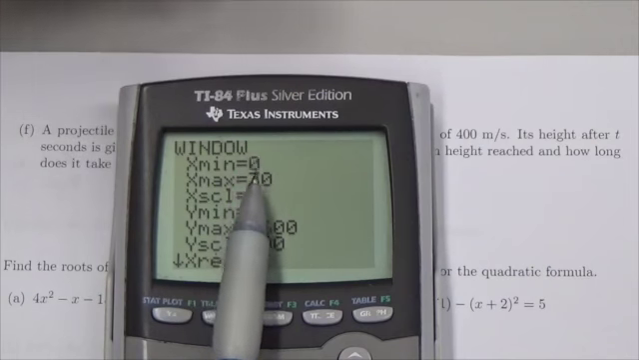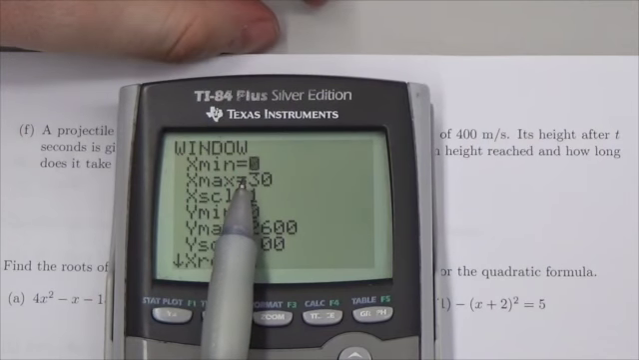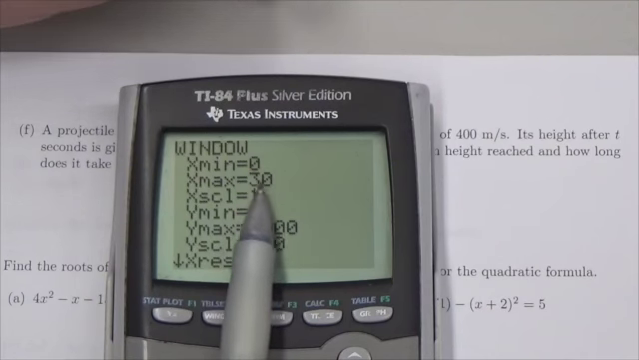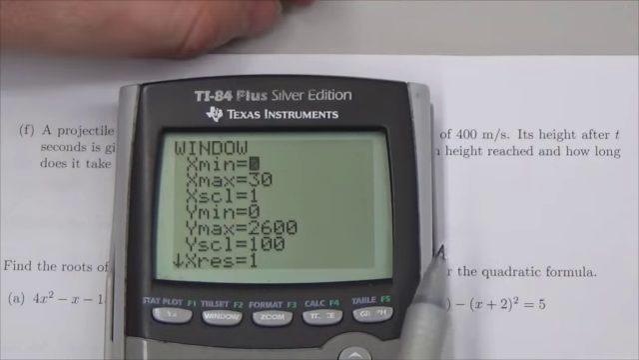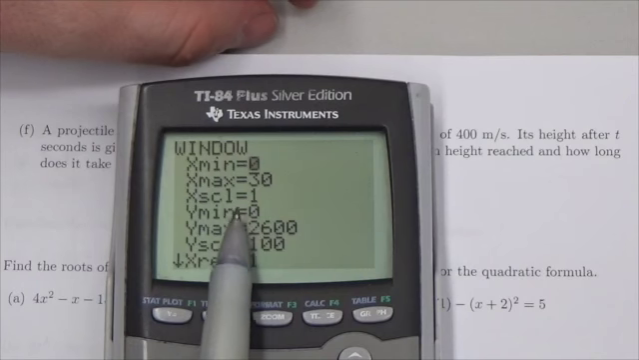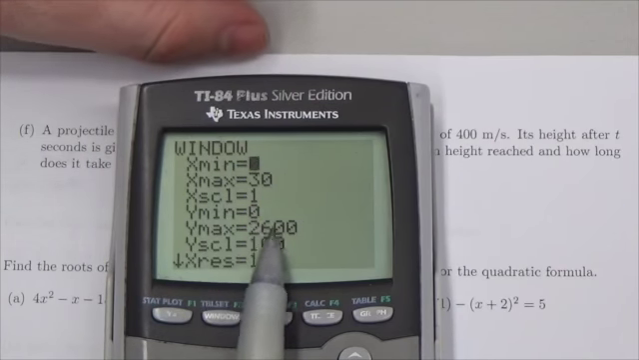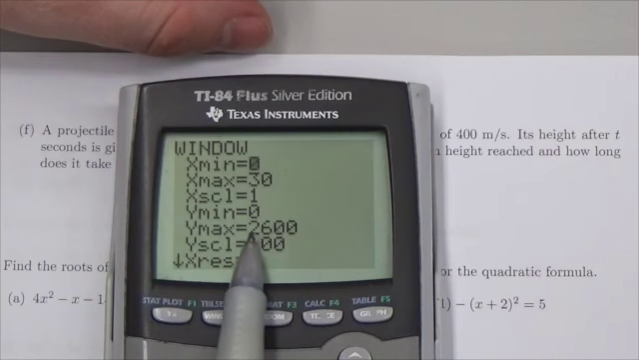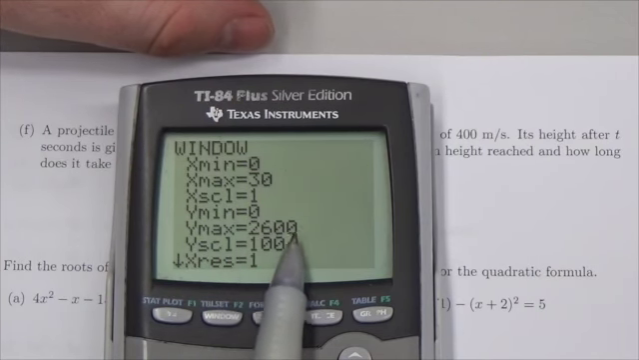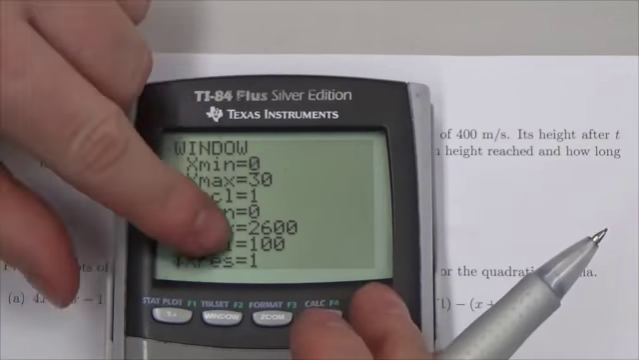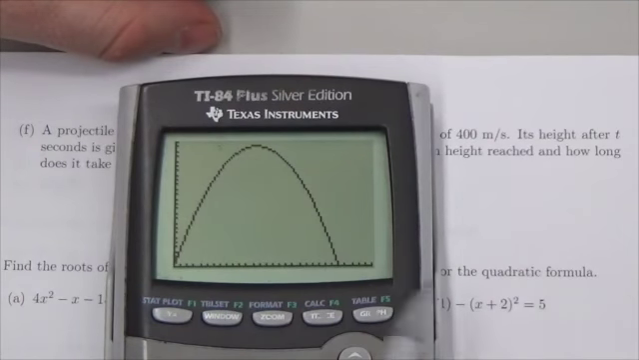So I'm going to start at 0 because it doesn't make sense to talk about time prior to firing off the projectile. And after a little bit of guessing, 30 is my maximum here. My minimum here is 0 for the y coordinates. That's just ground level. This took a little bit of work to figure out, but 2600 is a good upper window, and we're going to let the scale go up by 100 just because that is such a big difference there. And when I graph this, there's the parabola that I get.